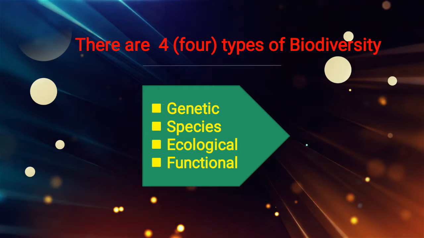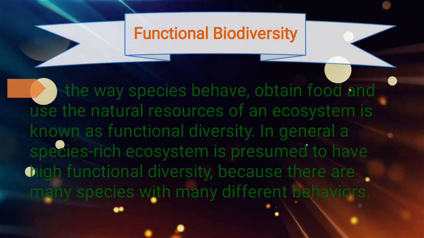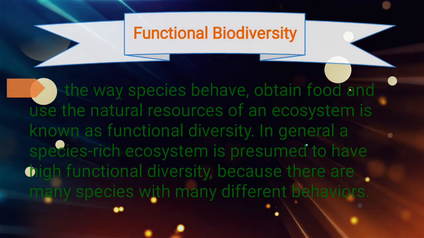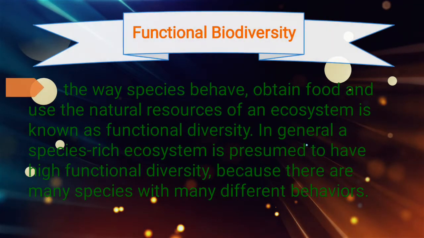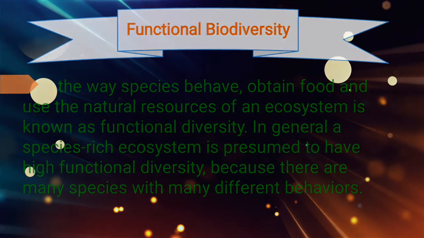What is functional biodiversity? The way species behave, obtain food, and use the natural resources of an ecosystem is known as functional diversity. In general, a species-rich ecosystem is presumed to have high functional diversity because there are many species with many different behaviors.